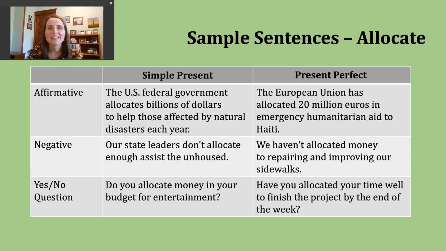Now let's talk about making a yes or no question in the present perfect. To do this, start with have or has, then you're going to have your subject, and then the participle form of the verb. Here's another example. Have you allocated your time well to finish the project by the end of the week?